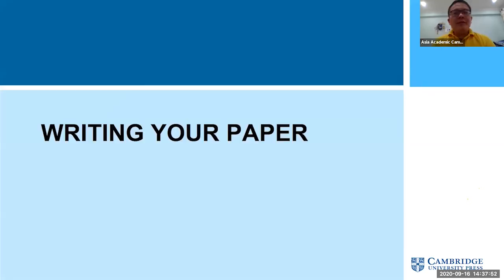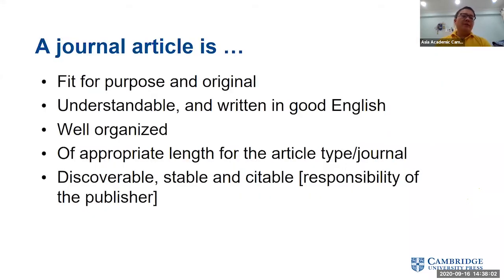So assuming that you know how to submit and you have selected the journal, now you have to write a final draft of the paper before you submit. Just to recap, a journal article has to be fit for purpose and original. You write a journal article not because you are going to publish it in a newspaper or a magazine. It has to be in a journal, and of course, it has to be original.